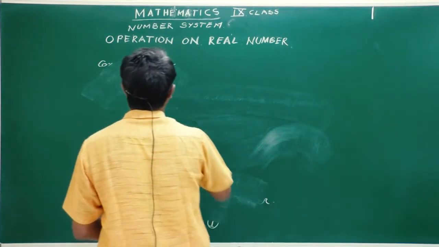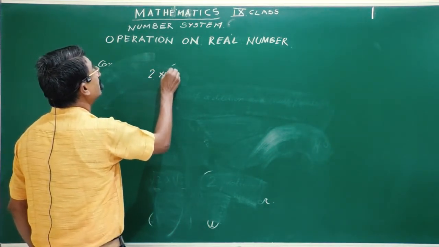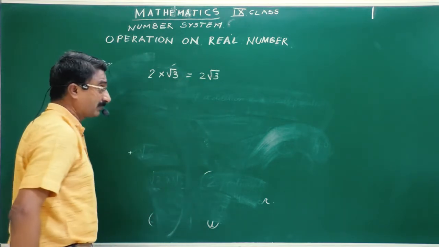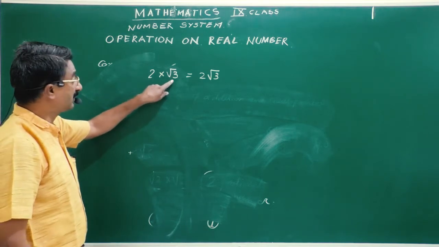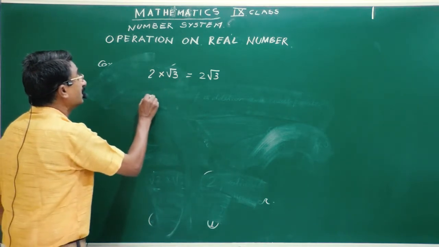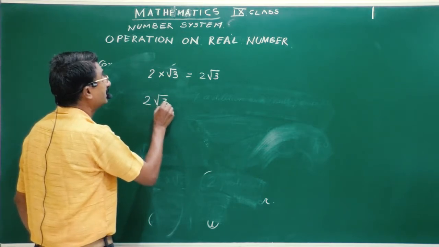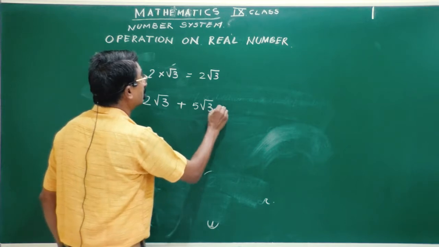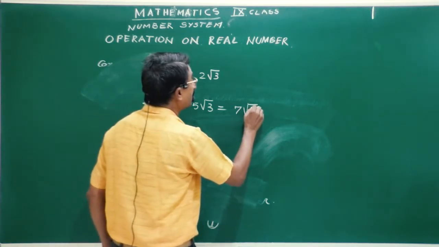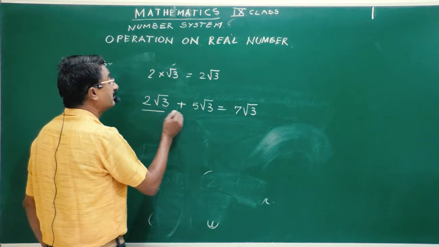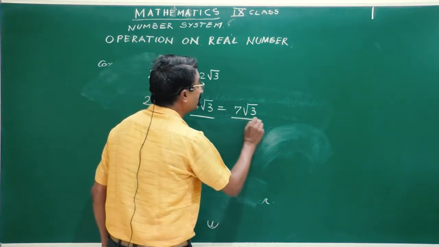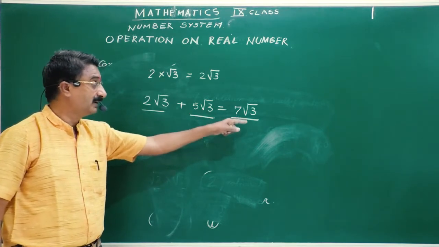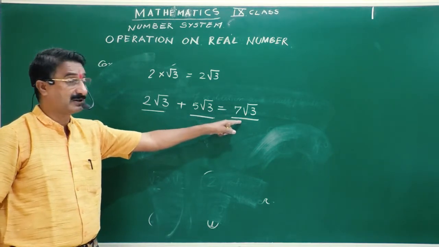two into root 3. So this is 2 root 3. So this is an irrational number. This is a rational number multiplied by an irrational number, so this is an irrational number. If I am writing 2 root 3 plus 5 root 3, this will become 7 root 3. So this is irrational, this is irrational, this is irrational. It means the summation of two irrational numbers may be rational or may be irrational. This is the example of the irrational.